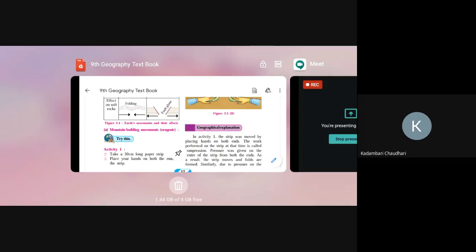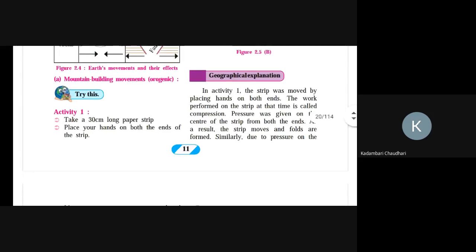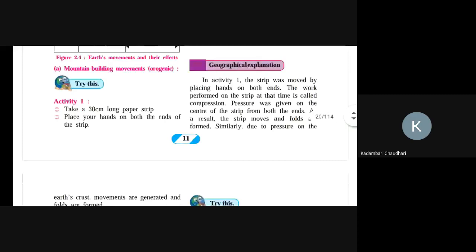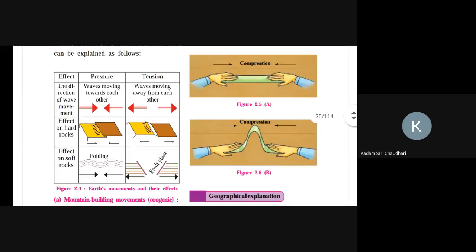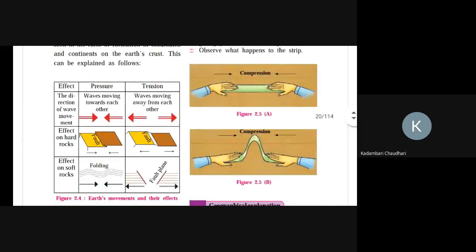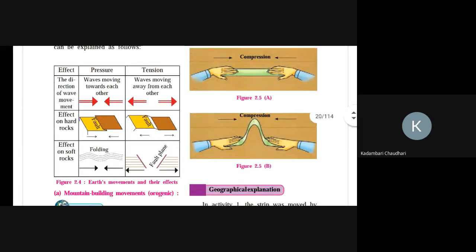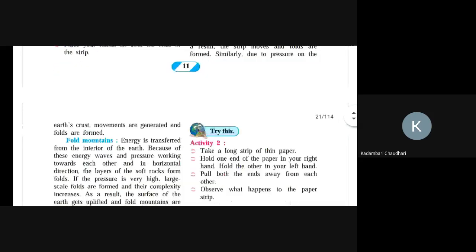Now see here, in activity 1, a strip was moved by placing hands on both ends. The work performed on the strip at that time is called compression. What we are doing? We were compressing the strip. As a result, the strip moves and folds are formed. See here, a fold is formed. That is the elevation, we can say, in figure B. So similarly, due to pressure on the earth's crust, movements are generated and folds are formed. Okay, as I explained to you.